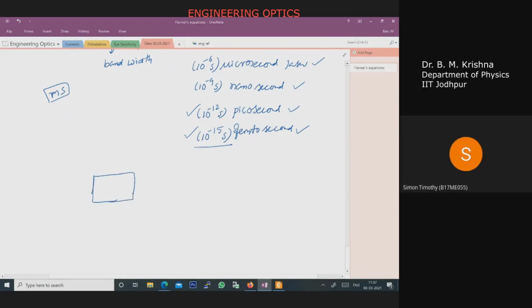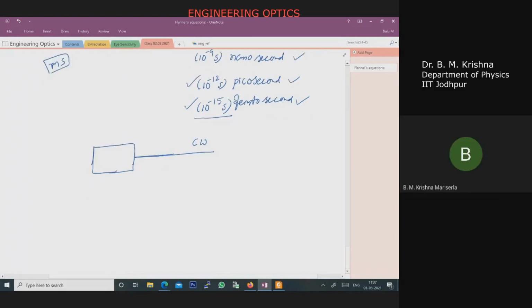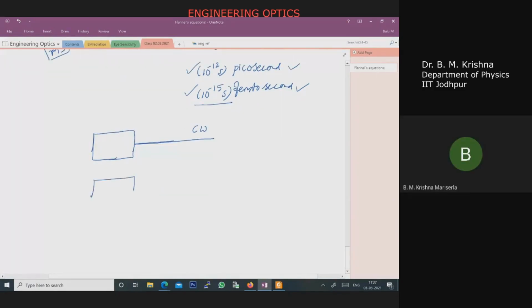So pulse width means, for example, now I talk about a laser system. This laser is giving me light, so this is a continuous wave. That means you are always getting the light. Now with certain optical techniques, I'm not allowing the light to go continuously. In the laser itself, I'm blocking light and releasing it at different intervals. So in the different intervals, I'm actually getting the laser pulses. These are pulse lasers.